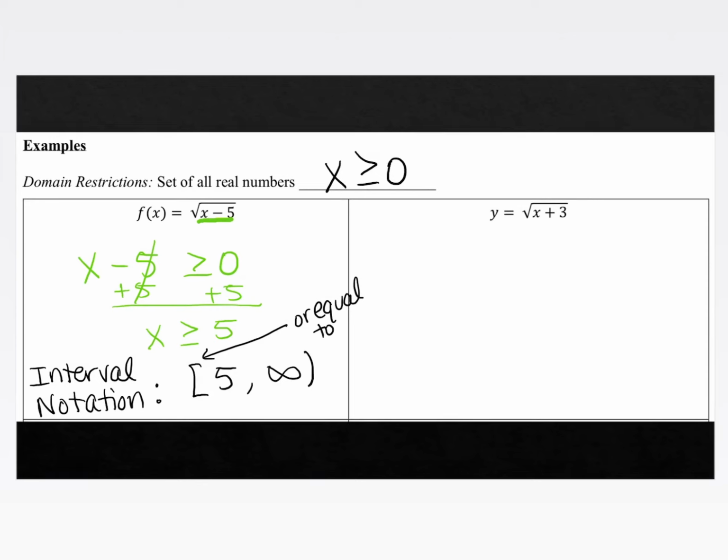Moving on to the next example, we have y equals the square root of x plus 3. So here x plus 3 must be 0 or larger. Solve for x. So x must be greater than or equal to negative 3. In interval notation, this is from negative 3 to positive infinity.